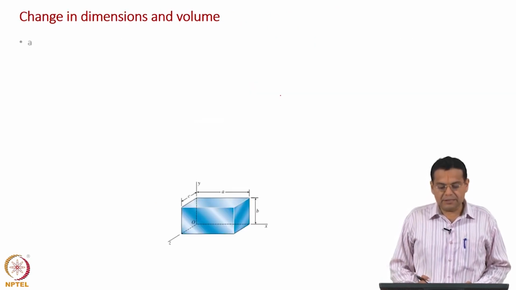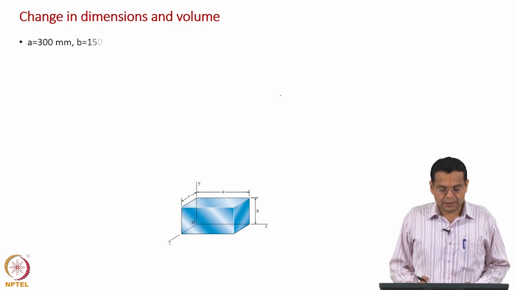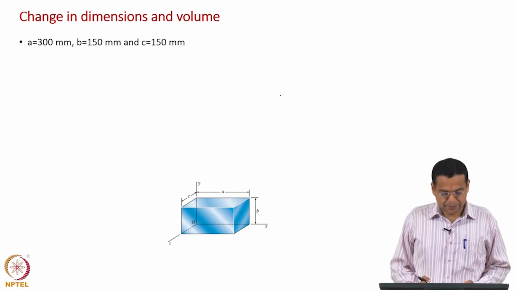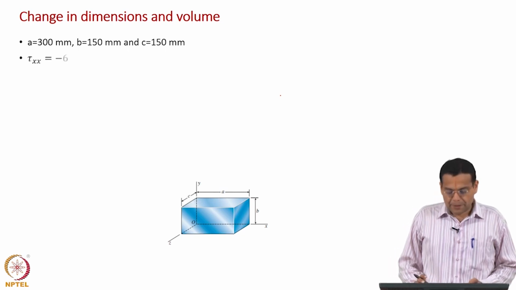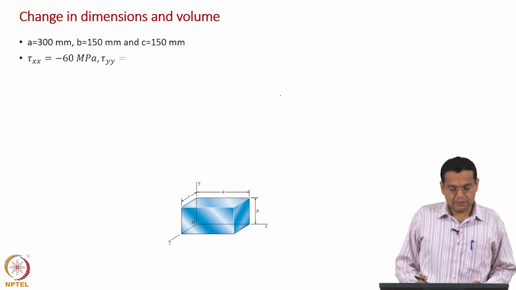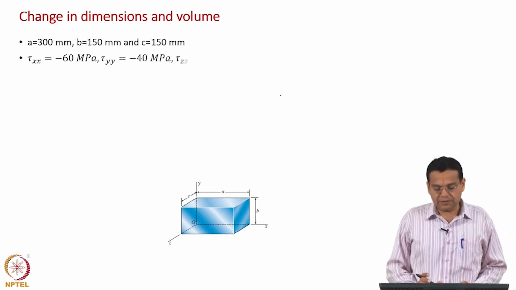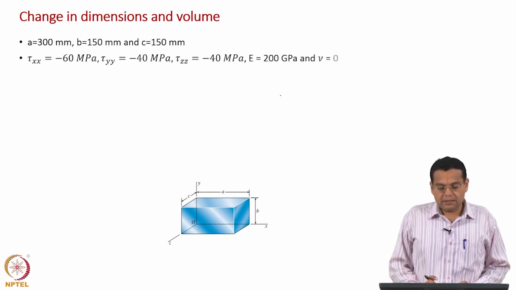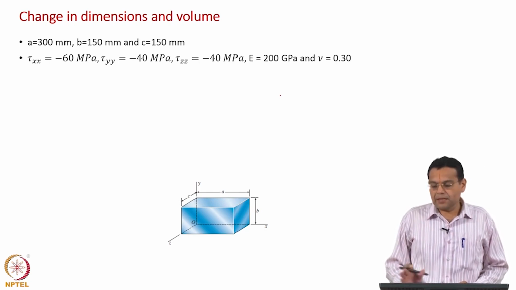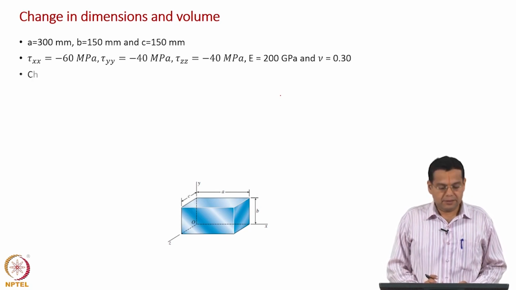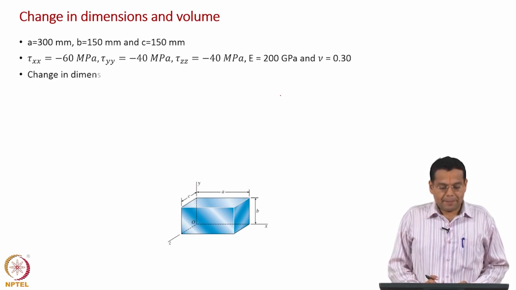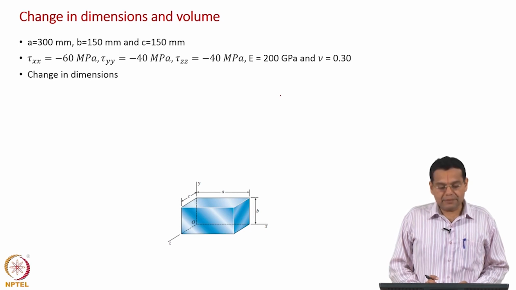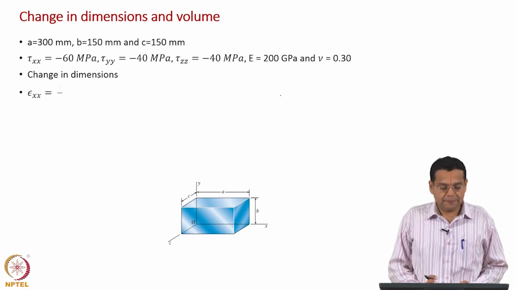Okay, so change in dimensions and volume. So, let us write down all the data given in the question. First the dimensions of the block, next the normal stresses and the material properties. To find out the change in dimensions, we will have to find out the strain, the normal strains.